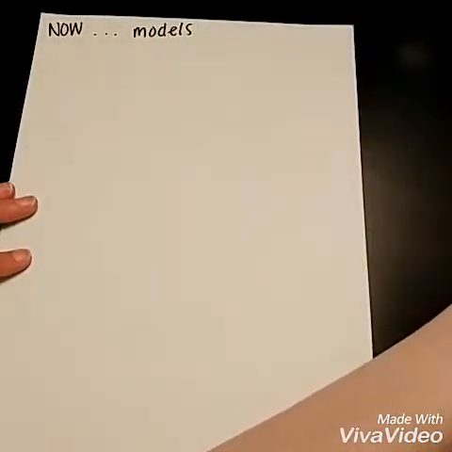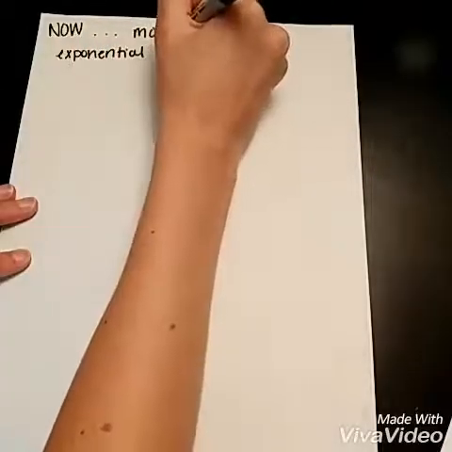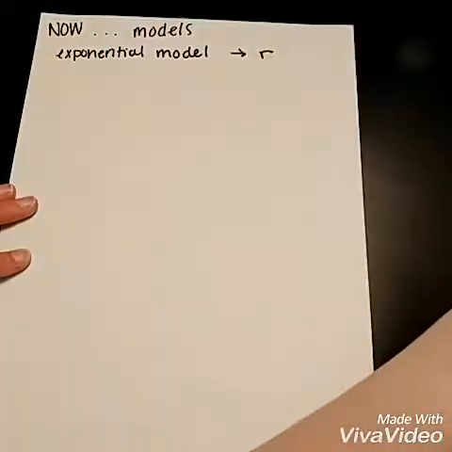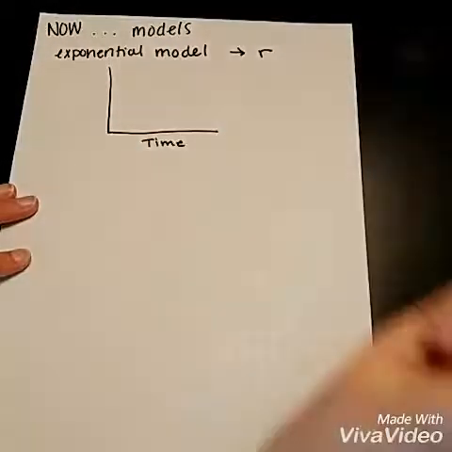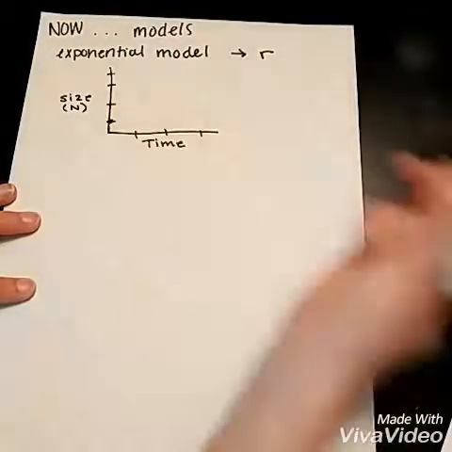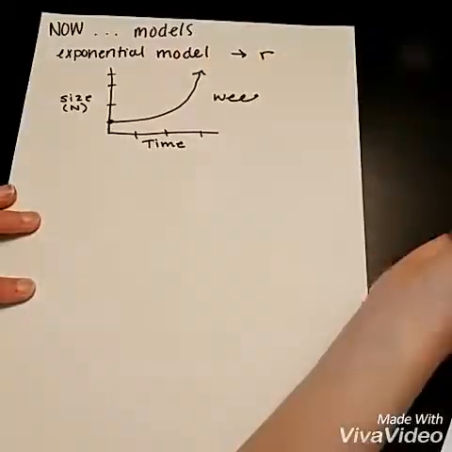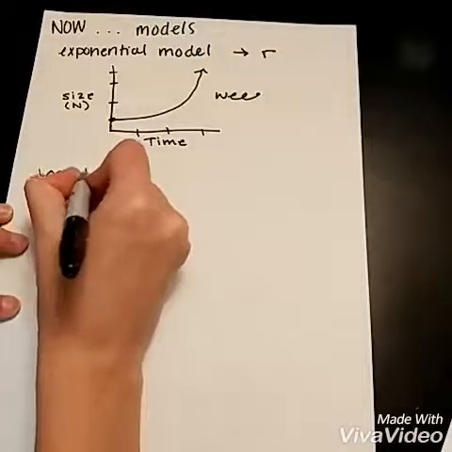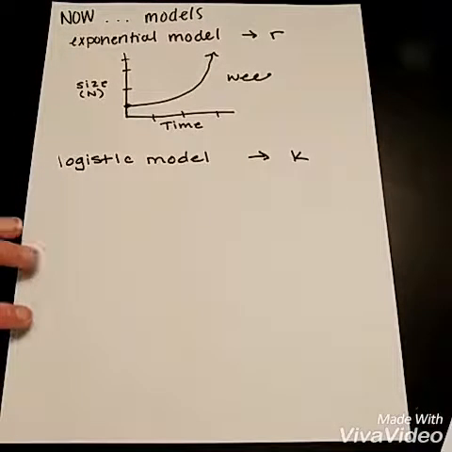Now, these populations can be represented in models. So the first model we're going to look at is the exponential model, which is R, the intrinsic growth rate, which is what we've been finding. This is simply a J-shaped curve where the population has no ending and is constantly growing.